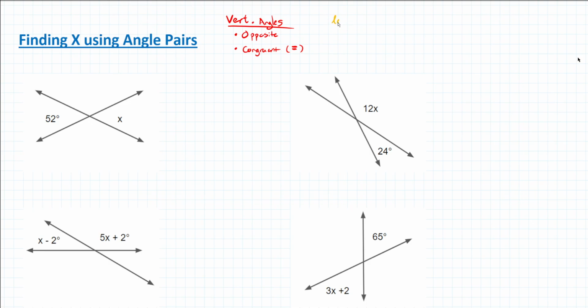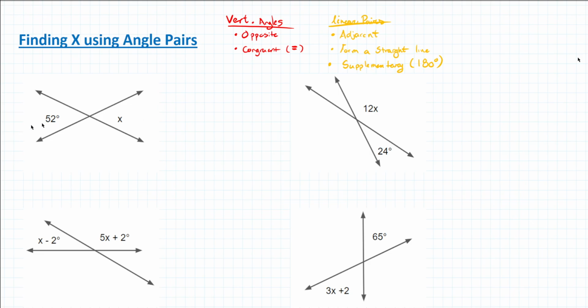Linear pairs. They are adjacent, so next to each other. They form a line. I'll put that as a note. They form a straight line, and they are supplementary, meaning they equal 180 degrees. Okay, let's use that knowledge to solve for x.